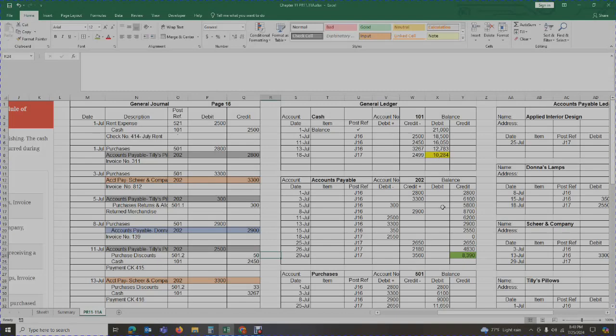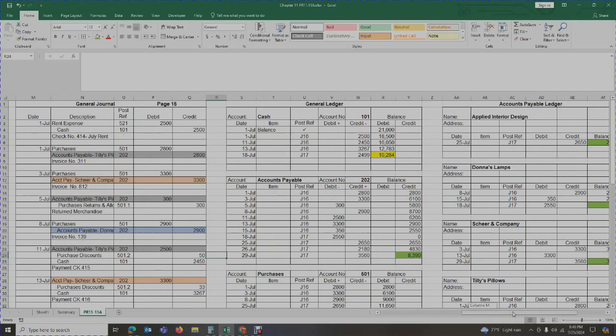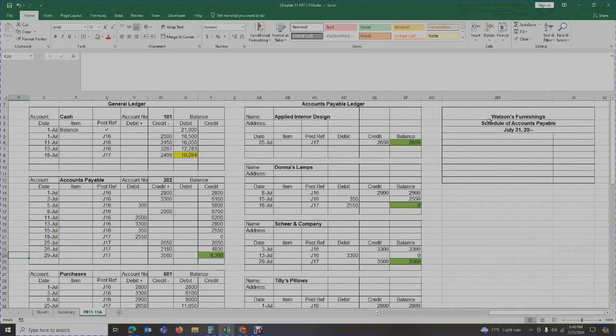So, if you give all of this information to your manager, remember he or she is not an accountant. They're going to be confused. Maybe they're not going to understand how to read it, what all of this means, right? So we want to simplify things for management. So we want to give management a schedule of accounts payable. Managers, this is how much we owe our different vendors.